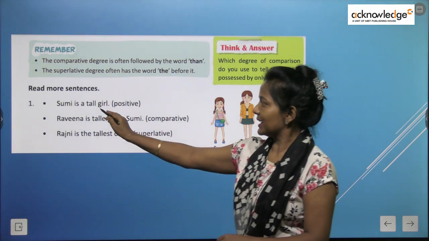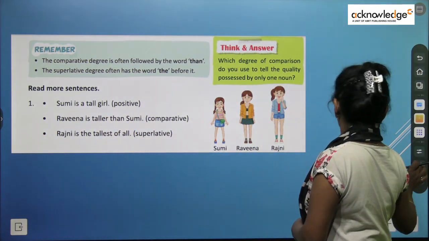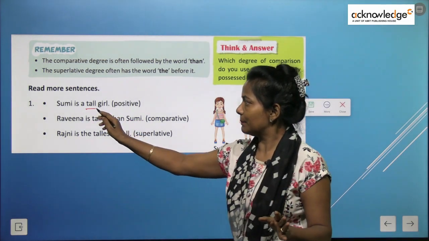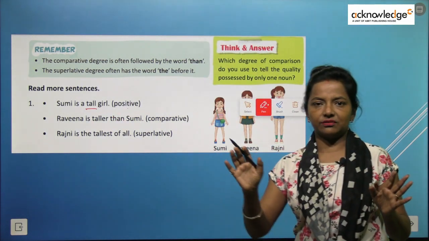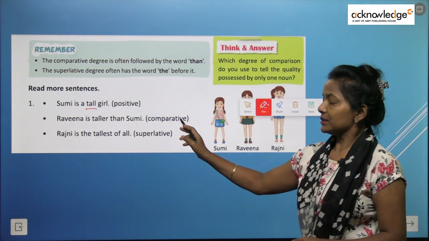देखिए यहाँ पे क्या बताया, गर्ल के लिए, टॉल है. कैसी है वो, टॉल है. इसमें कोई कंपैरिजन नहीं है. देयर इज नो कंपैरिजन हियर, सो दिस इज अ पॉजिटिव डिग्री. फाइन. रवीना इज टॉलर दैन सुमी.